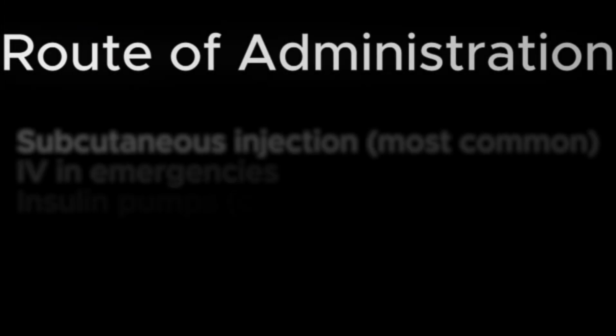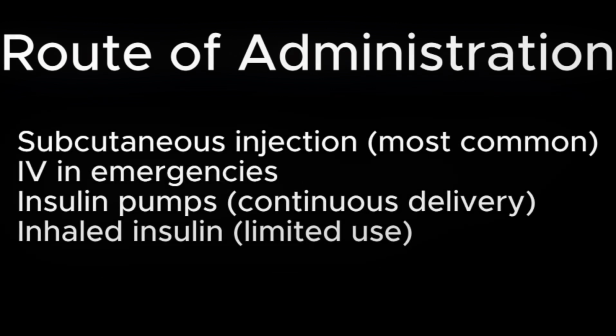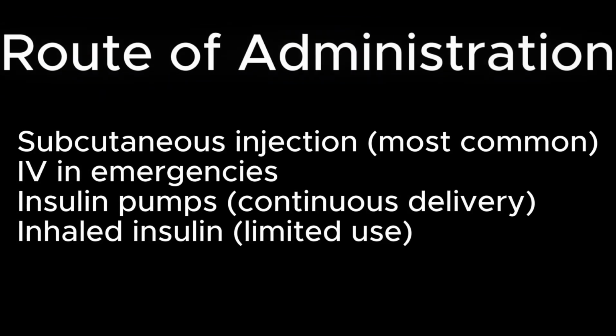Because insulin is a peptide, it is destroyed in the GI tract and cannot be given orally. We can give it subcutaneously, IV in emergencies, by insulin pumps for continuous delivery, and as inhaled insulin. Insulin pumps provide a basal rate and allow bolus doses during meals.